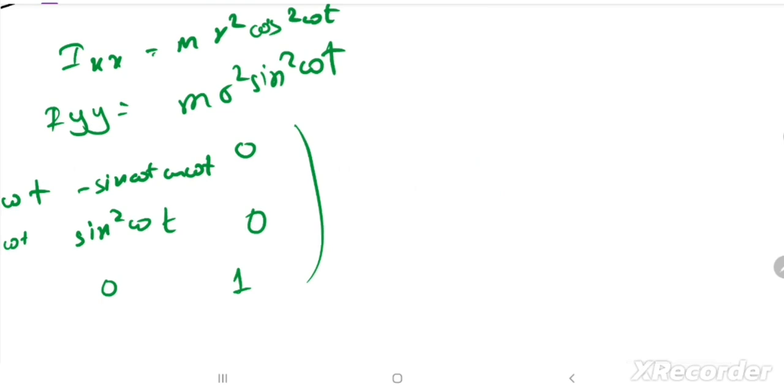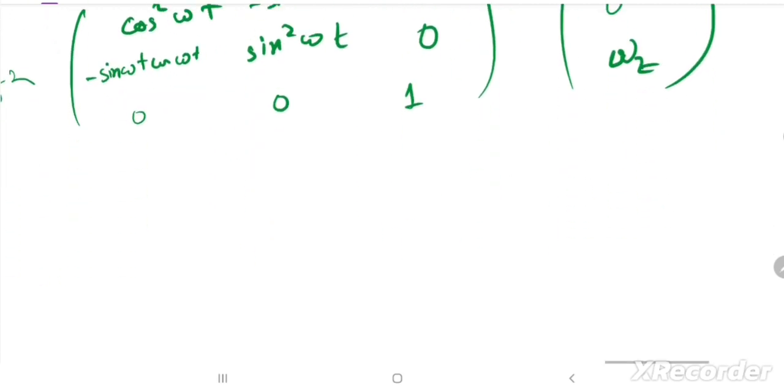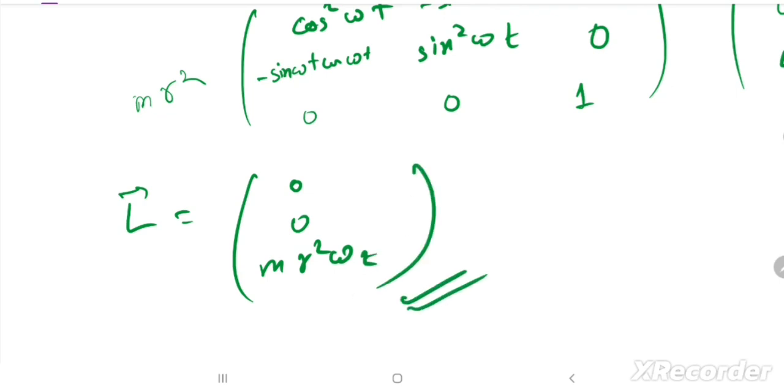Now observe that this particle has omega vector along the z direction, right? So the above two, that is omega x and omega y, will be 0, and omega z will be at the bottom. Getting the product, we will have the final product: L vector is equal to 0, 0, m r square omega z. This is my final result. Hope you get it. Basically, this was a simple one.